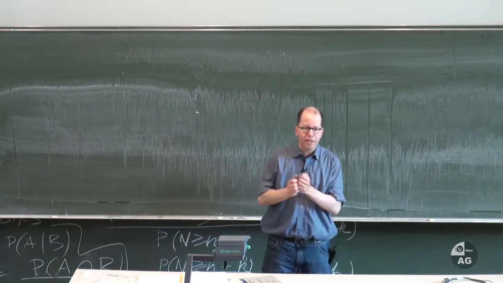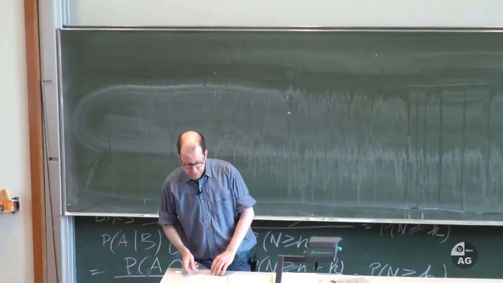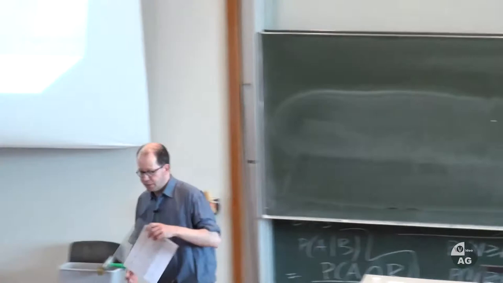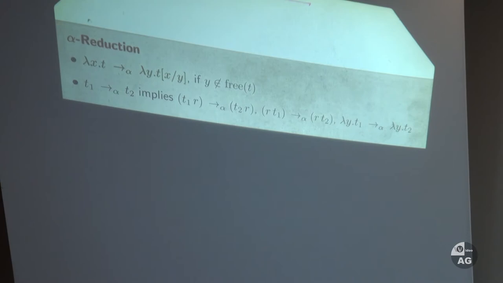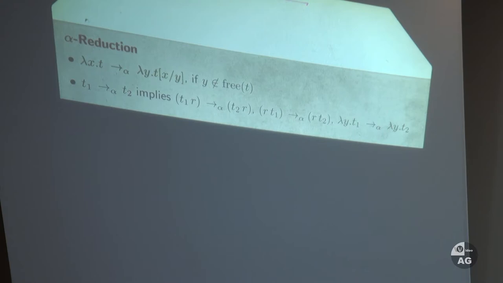And there will be three ways of doing this, and they are denoted by Greek letters. The first way of evaluating lambda terms was called alpha reduction. And alpha reduction just renames bound variables. So if I have some term lambda x dot t, I can rename this bound variable x to another bound variable y. So instead of lambda x dot t, I can write lambda y dot t, but now I have to rename all occurrences of x, all free occurrences of x by y.